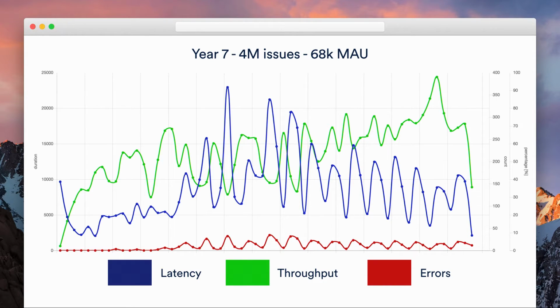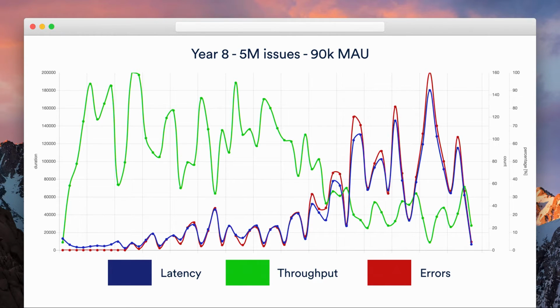But we kept on going. Year 8, 5 million issues, 90,000 users, and performance is catastrophic. Errors spike to 40, 70, and even 100%. And they nicely line up with the latency bumps, which suggests that most of the errors are timeouts at this point. And latency is regularly over 20 seconds.